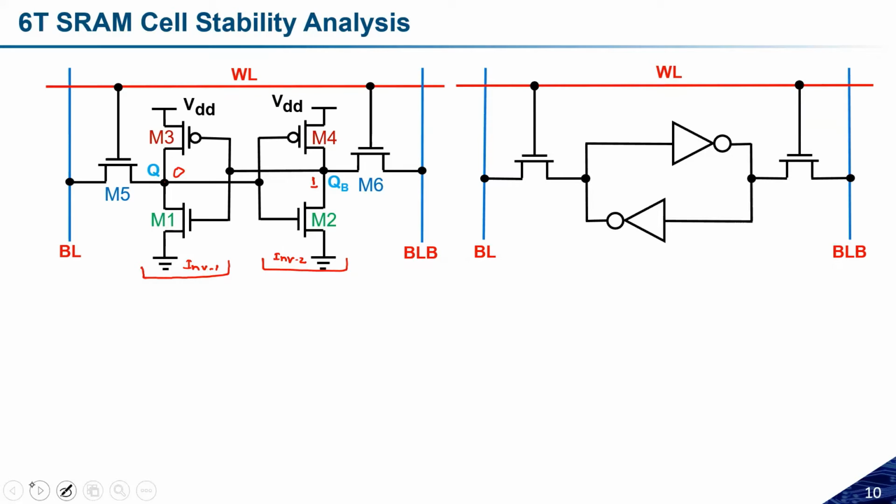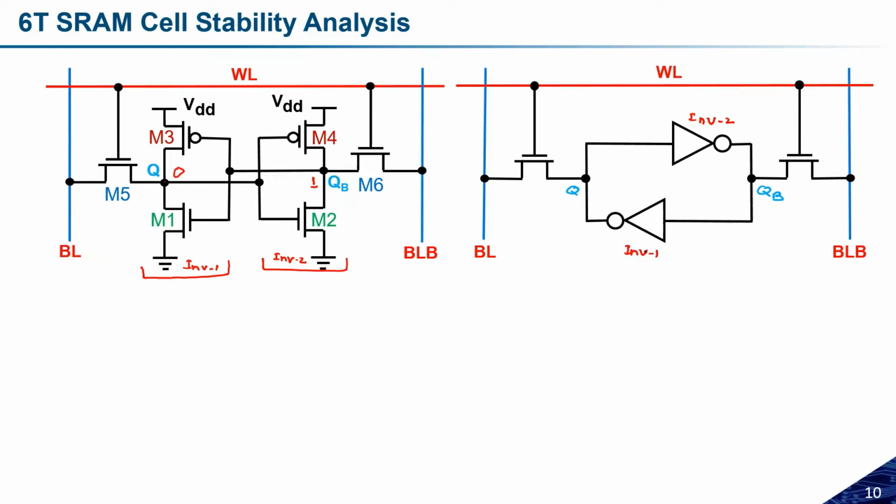If you see, the upper one is nothing but, let me change the color. If this is the Q and this is the QB, in that case, the upper inverter will be inverter number 2, based on the circuit which we have made here. And the lower one is the inverter number 1.